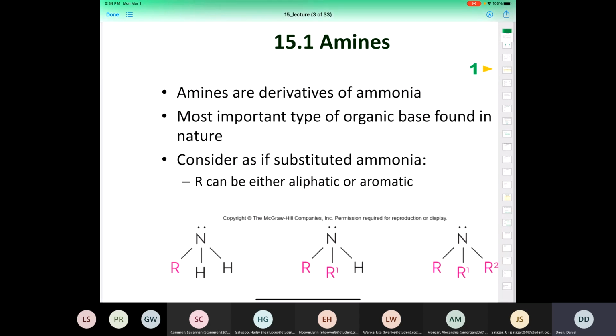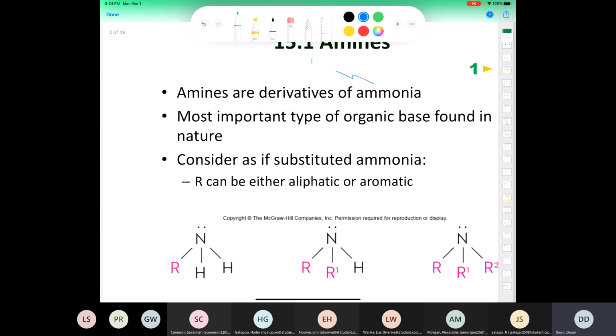It says here that amines are derivatives of ammonia. When you took Chemistry 101, you had to memorize ammonia. Its condensed formula is NH3, and you probably also got some practice in drawing the Lewis structure of ammonia, which looks something like this. We have a lone pair on the nitrogen, and it has 3 bonds to hydrogen. If you wanted to draw the molecular geometry correctly, you would draw it as a trigonal pyramid.